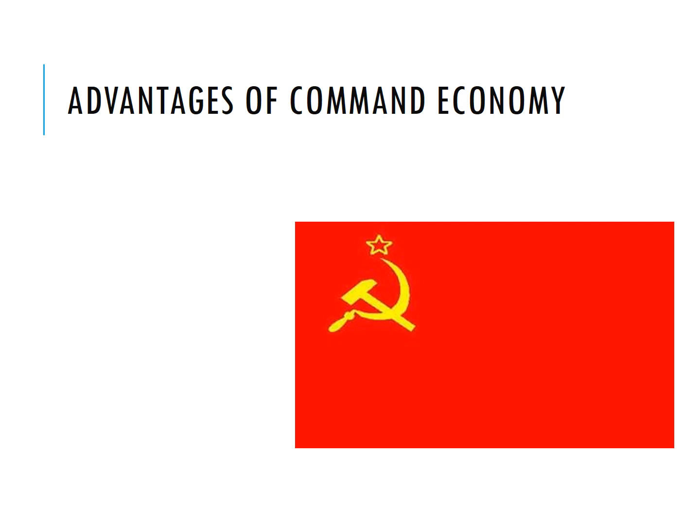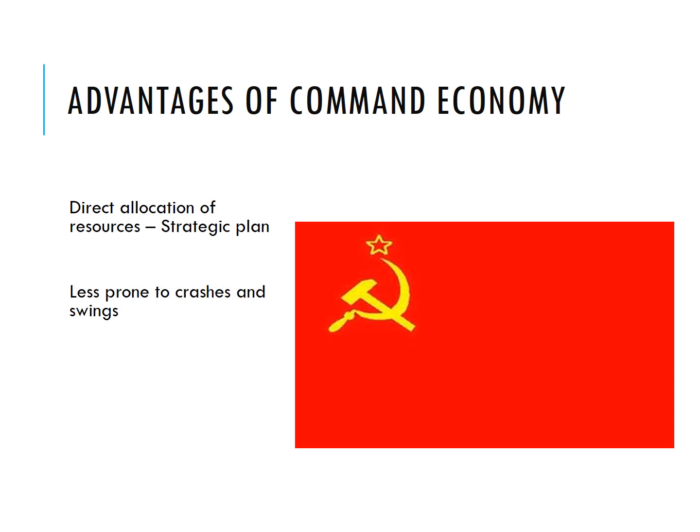Now let's look at a command economy, where the government makes the allocation of all the resources, tells you what to do, and allocates who will get bread, who will get cars, who will get education, and so on. So these economies tend to be less prone to crashes and swings, and the allocation can be part of a strategic plan. They can make sure the right amount of stuff is happening in the economy. They can ensure that everyone has a job, and they can ensure that items are shared on an equal basis.